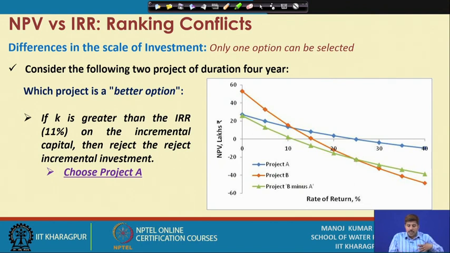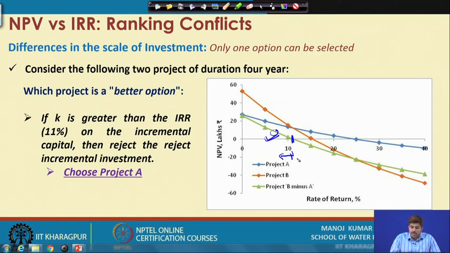Now, you see that up to this k value, or 11%, whatever IRR was coming, up to this 11%, if my expected rate of return is less than 11%, my incremental investment is justified. The incremental investment is giving me positive cash flow, or the net present value is positive. So, I should be selecting this.